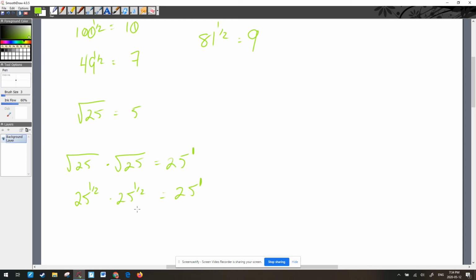And why does that make sense? Well, when we multiply powers with the same base, we add the exponents. 1/2 plus 1/2 is 1. So the base has stayed the same, and we have an exponent of 1. So this means two matching numbers that multiply to be 25. Well, you know, and I know that those two matching numbers have to be 5. So that means that to the exponent 1/2 is the equivalent of square rooting.